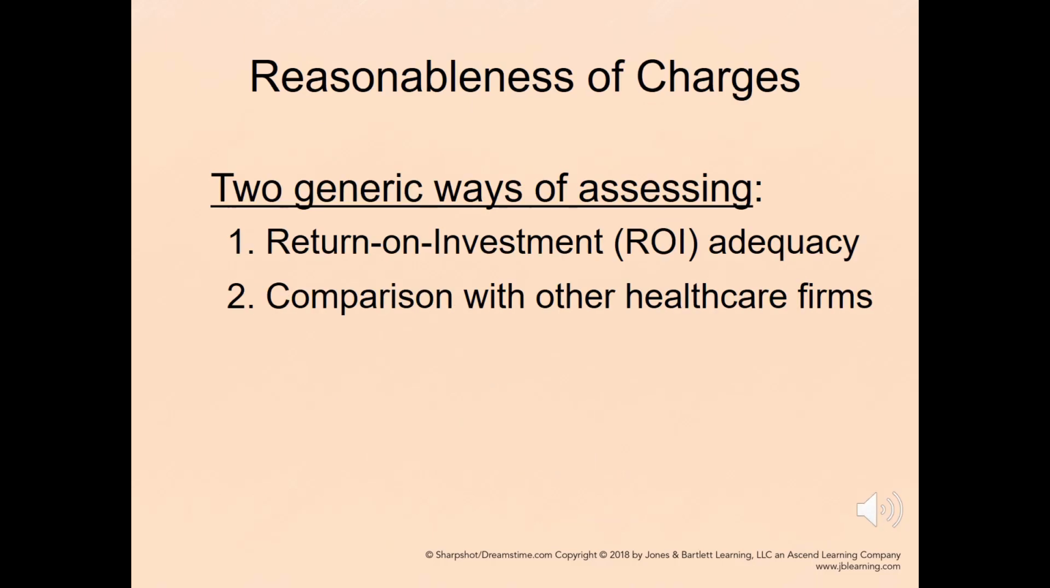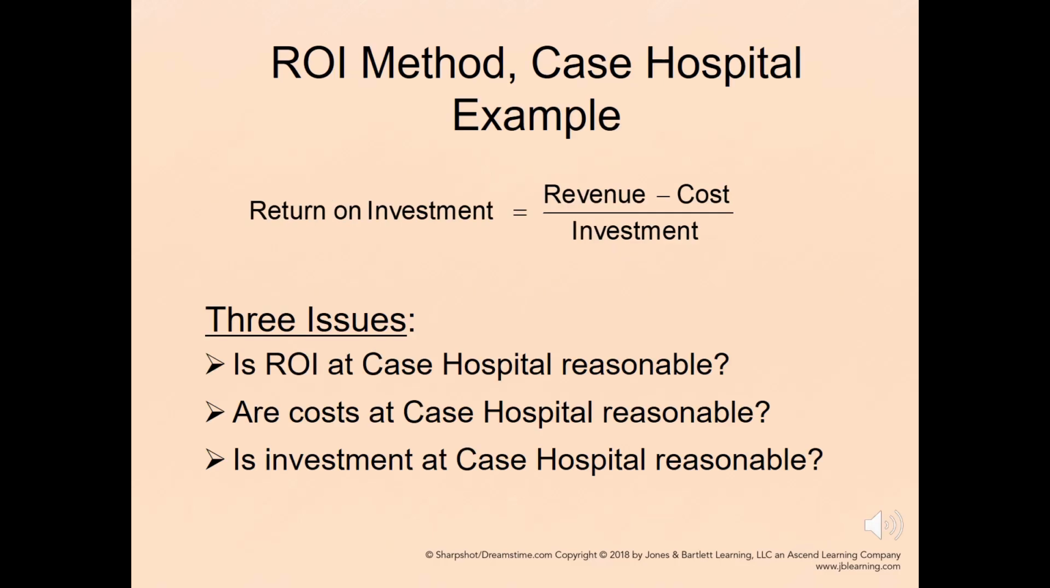There are 2 generic ways of assessing whether charges are reasonable or not. One is the return on investment adequacy, and 2 is a comparison with other healthcare firms. A return on investment method, with this example, shows the return on investment equal to revenue minus cost divided by the investment. And the 3 issues that need to be answered: is the ROI at this case hospital reasonable?